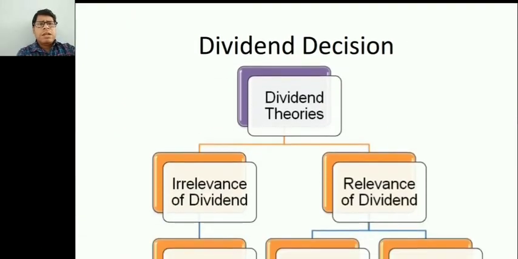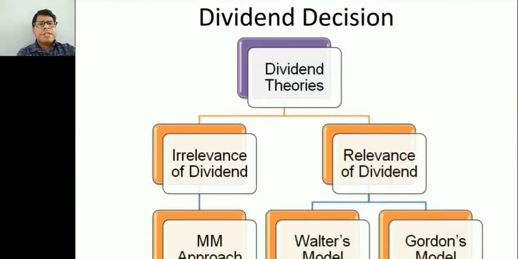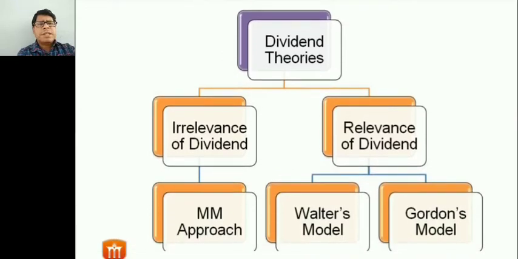Now, another most important thing is the dividend decision. When we talk about the dividend decision, that is dividend theories, or we can say dividend models. Basically there are two categories: irrelevance and relevance of dividend. Irrelevance of dividend says that dividend has no relevance to the value of the firm or the share prices. And vice versa, relevance says that dividend has some relevancy, some relation with the value of the firm.